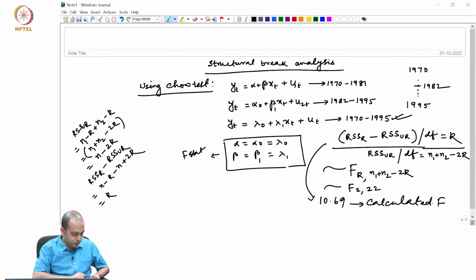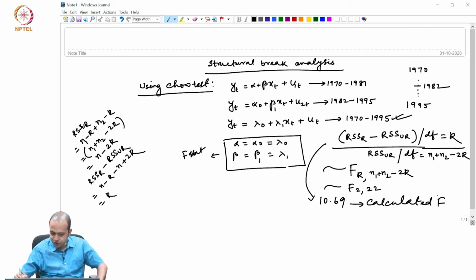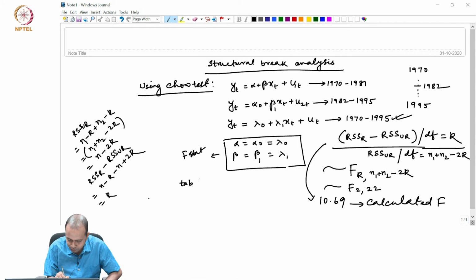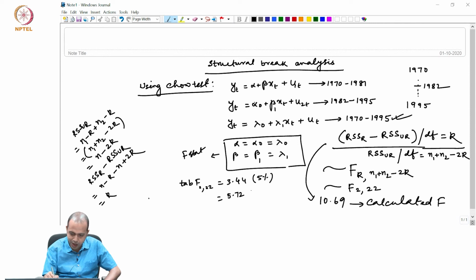Now, if you compare this calculated F with the tabulated F at 5%, 10% and 1% levels of significance, what will you get? If you compare the tabulated value from the F table at 2 and 22 degrees of freedom, it is 3.44 at 5% and 5.72 at 1%.